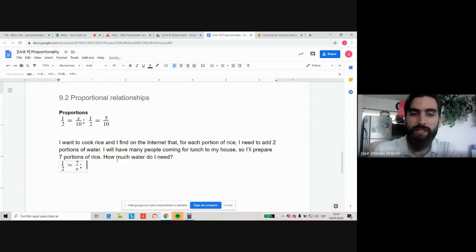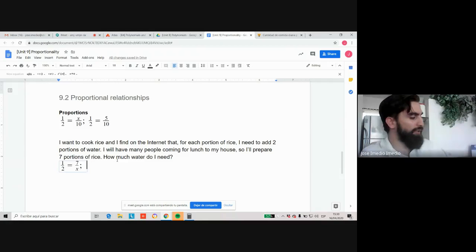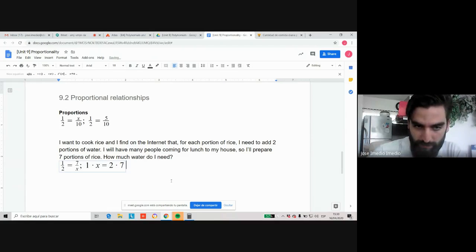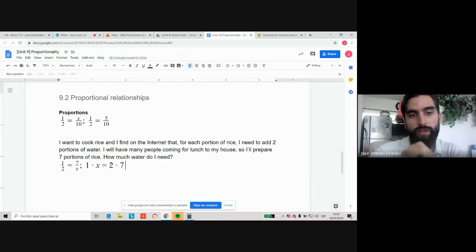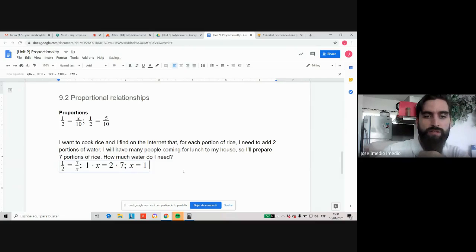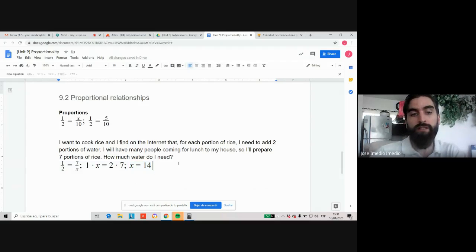It's easy, but there is a system, a process that we can apply in any case, and it's going to be helpful with more complex situations. It's cross multiplication. If I cross multiply here, it's 1 times x equals 2 times 7, and this is going to be x equals 14. We already know that, but this is how we solve these cases.